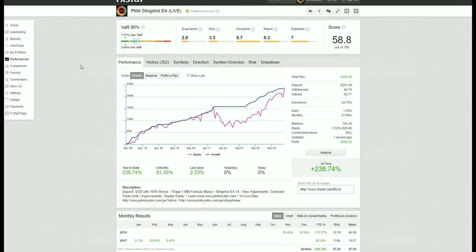The other thing you need to keep in mind is that with the Slingshot, within an annual time, we gain anywhere from 30% upwards of 3,000% depending on your step sequence. So if you take a look at this first account here, this account was actually started with $125, 100% bonus.